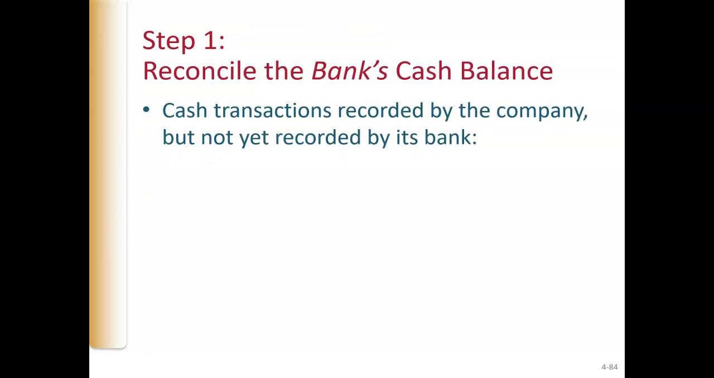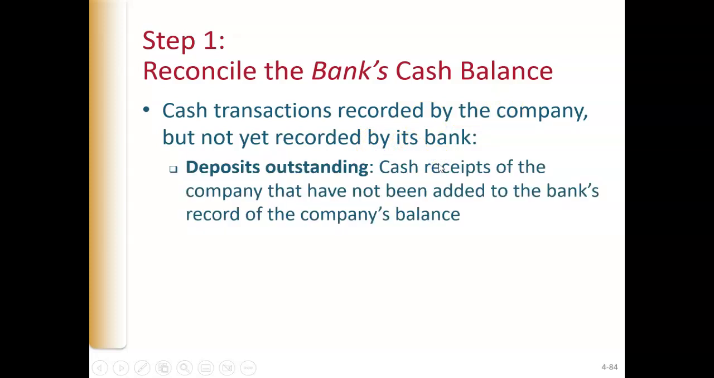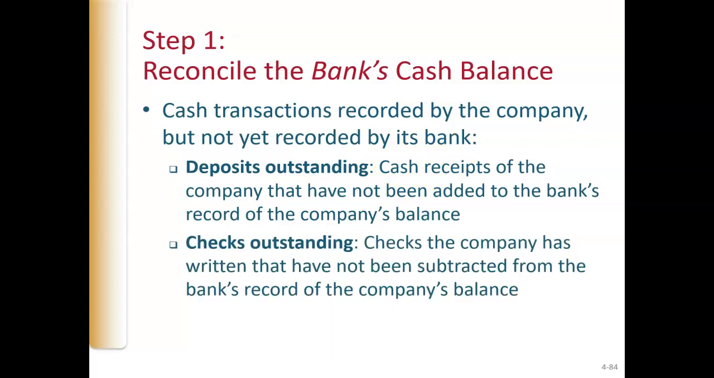So, we'll first start by reconciling the bank's cash balance. We're going to do that by adjusting for cash transactions recorded by the company but not yet recorded by the bank. That's going to be deposits that are outstanding and checks that are outstanding. So if the company shows a deposit, but the bank hasn't received it yet, that would be a deposit outstanding. Or if companies have written checks that haven't cleared the bank yet, that would be a check outstanding. Does that make sense, guys?